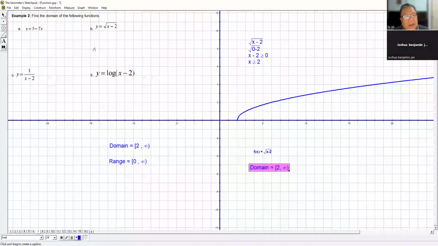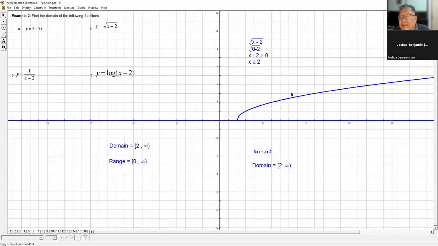By looking at the graph here, the x cannot take all these values, the negative values, 0 and 1 and 1 point something. You see that the graph only starts from 2. So the domain starts from 2. You see this line, the blue line, is never on this side of the x-axis. So it should be 2.